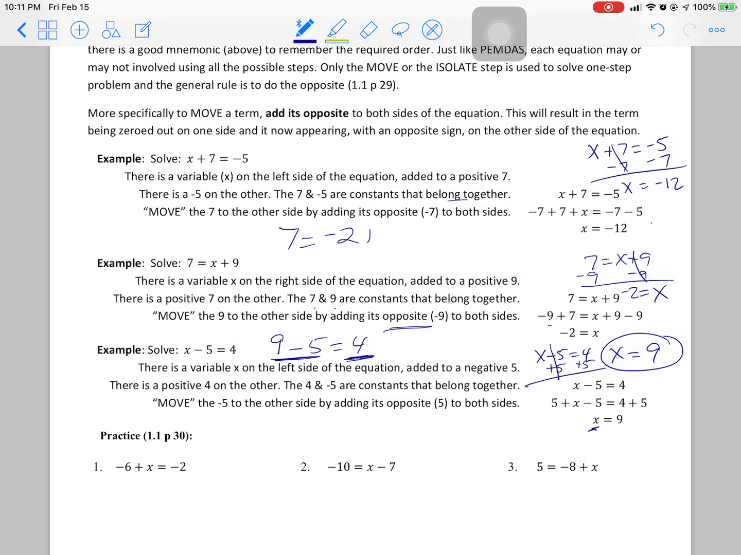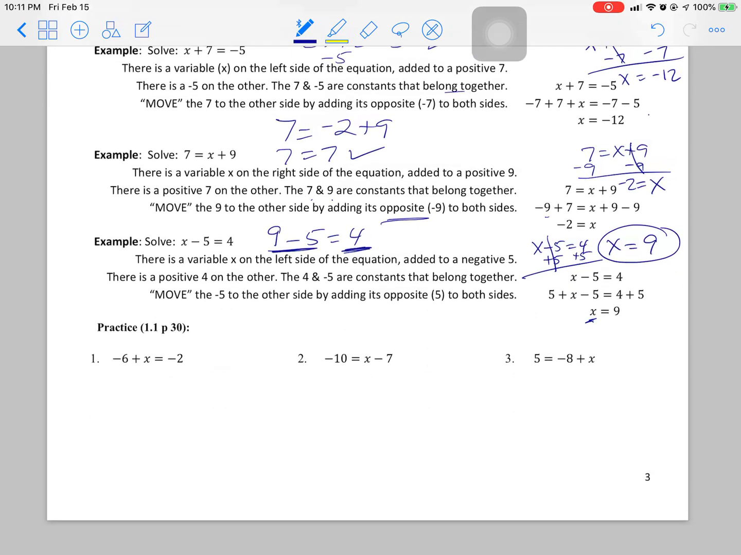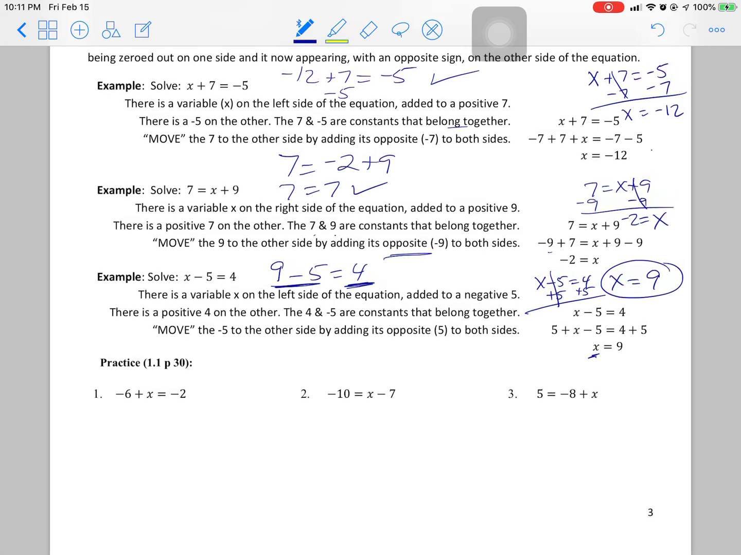7 equals negative 2 plus 9. 7 equals 7. Okay? If I say x equals negative 12, I'm saying negative 12 plus 7 is going to equal a negative 5. And it does. Okay? So they're checkable. So let's try these.